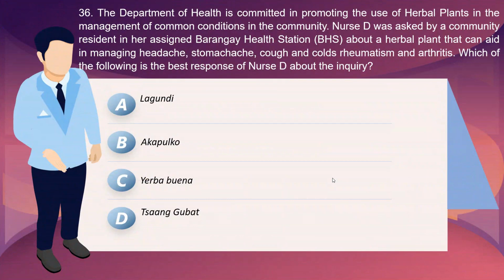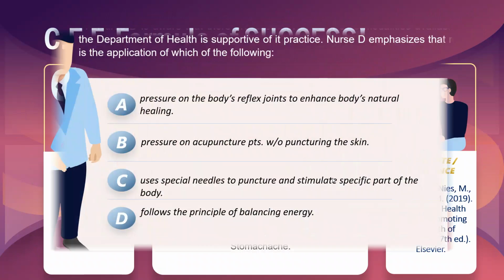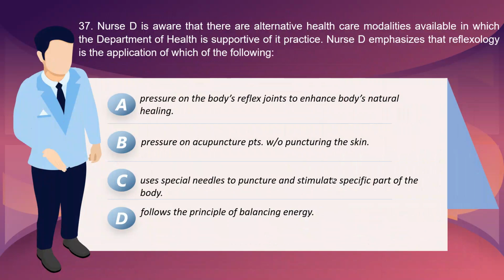But of course, we know the focus of Lagundi is about cough. Acapulco is antifungal for skin disorders. Yerba Buena is actually the best answer for 36, because Tsaang Gubat is also focused on diarrhea. So this is the answer. Lagundi is used for asthma, cough and colds, fever, dysentery, pain, skin disease, ulcers, eczema or wounds, and of course letter B is used for antifungal, and Tsaang Gubat is for stomach ache and diarrhea. 36, letter C.